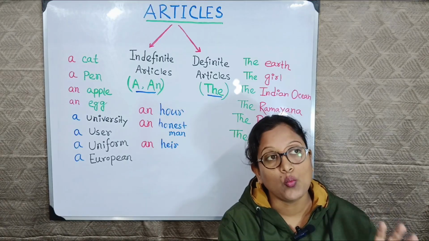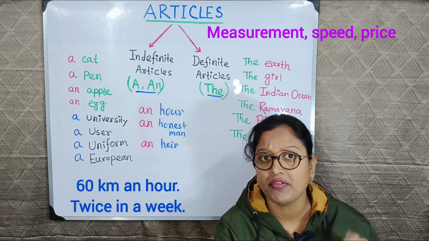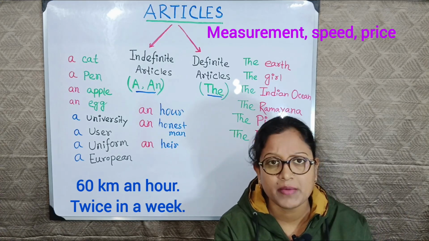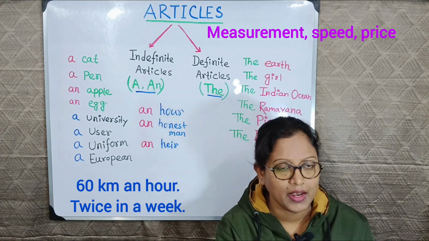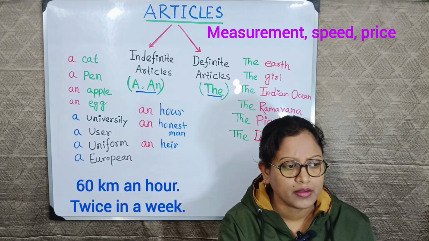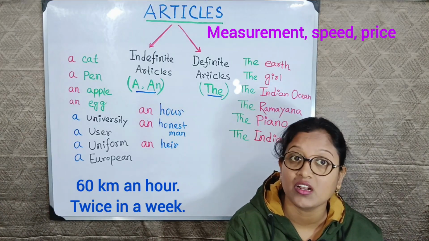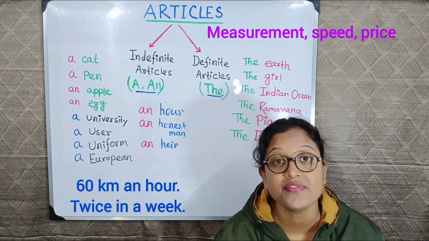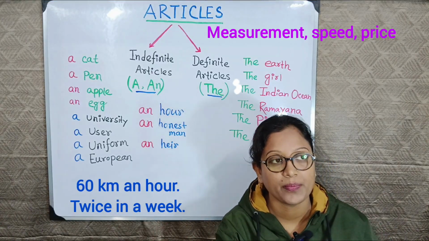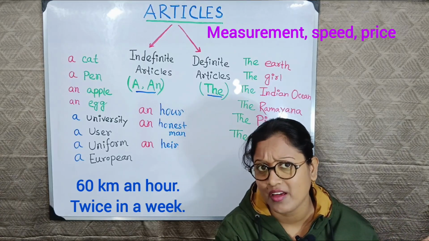Next, we use a or an in expressions of measurement. Measurement of speed, price. Like, he drives 60 kilometers an hour. An hour. He drives 60 kilometers an hour. So it is denoting the measurement, right? An hour.